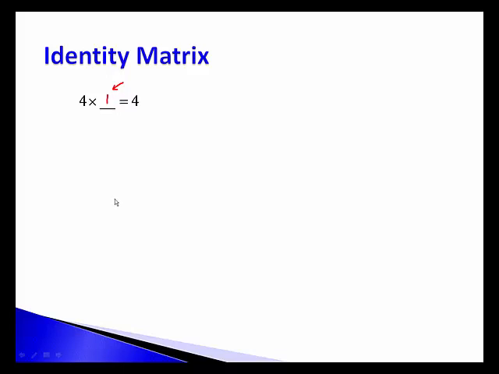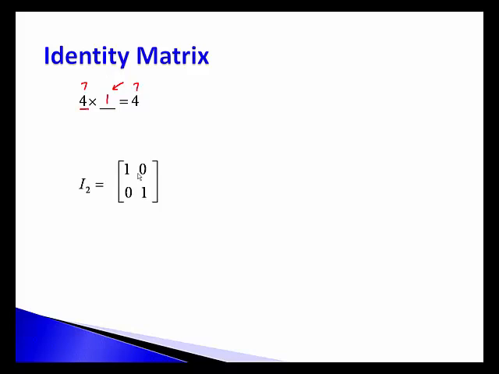And what that means is, if I multiply that 4 by 1, I get back what I started with. Would it matter if this had been a 7? If I multiply it by 1, I would get a 7. If it had been a 42 and I multiply by 1, I get a 42. So that is called the identity element of multiplication. When you multiply using the identity element, you get back what you started with.